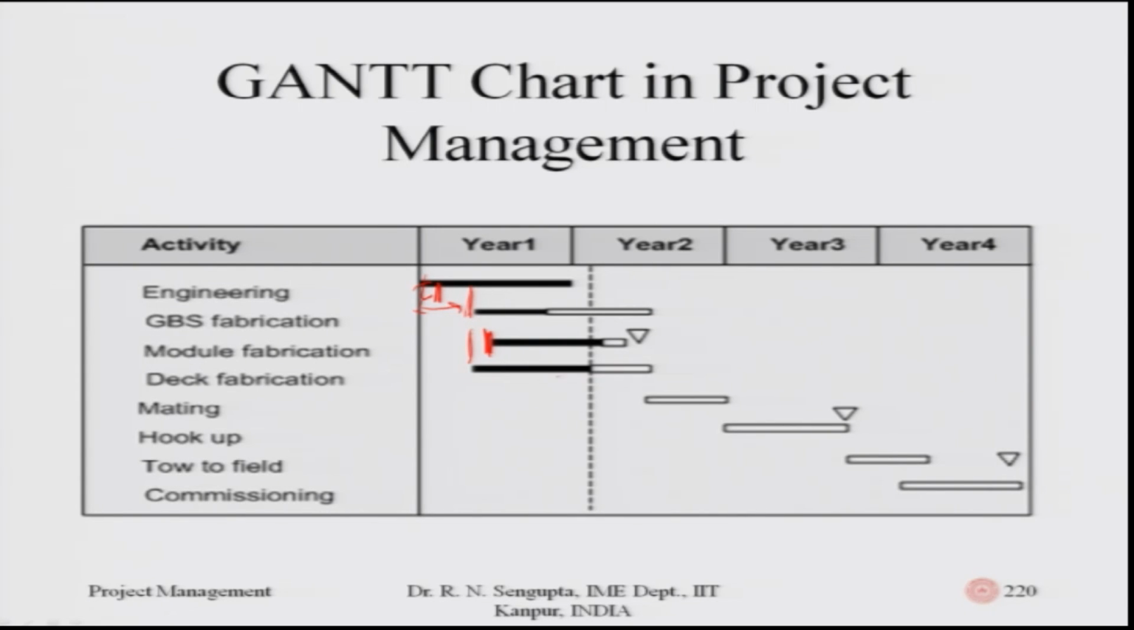Then the deck fabrication starts exactly as per the norm when the GBS fabrication starts. So, there should not be any delay, which means the time difference between the start of this activity 2 and activity 4 should be 0, there should not be any delay, they start at the same time. Then you have mating, the overall fabrication part, the hookup, the tow to the field, and commissioning work which is done considering whatever project which is there.